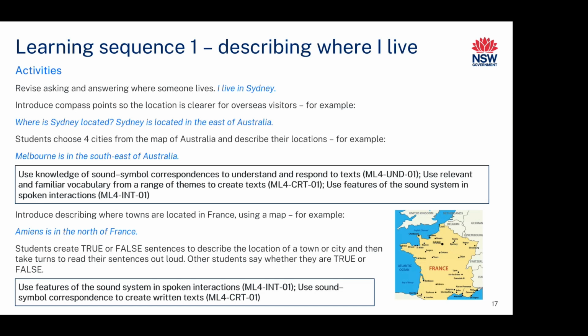Sound symbol correspondence in the content dot points here refers to the relationship between the letters and the sounds they make when pronounced. The sound system is the phonological component of the language, including intonation, pronunciation, stress, and in Chinese, tones. Whilst numerous syllabus content dot points may be relevant here, we have focused on the one or two with the strongest alignment to ensure we are covering the full range of syllabus content.